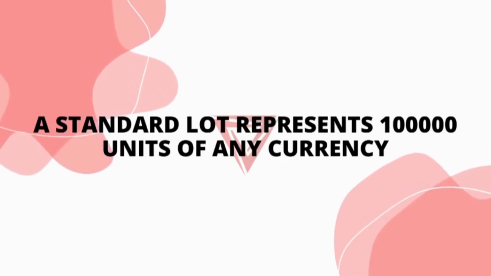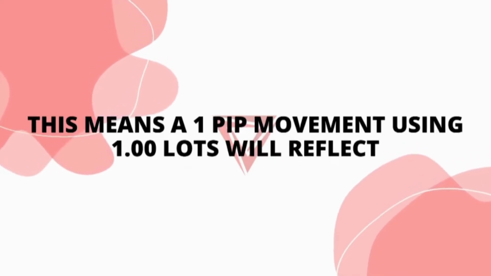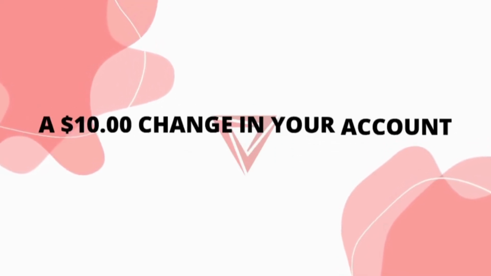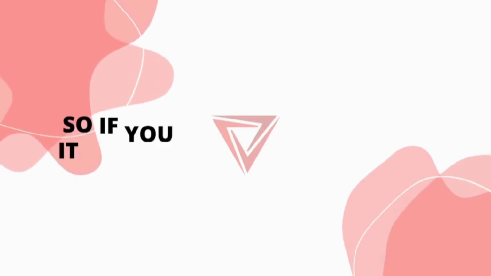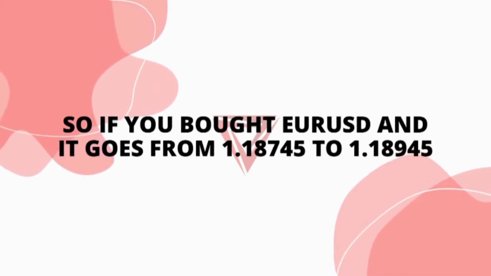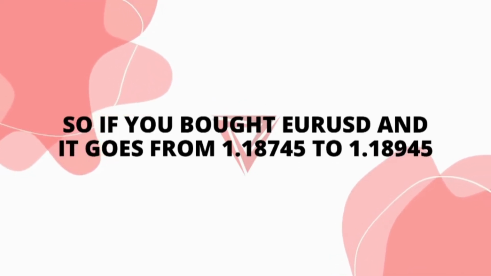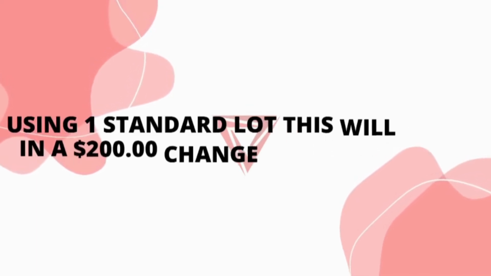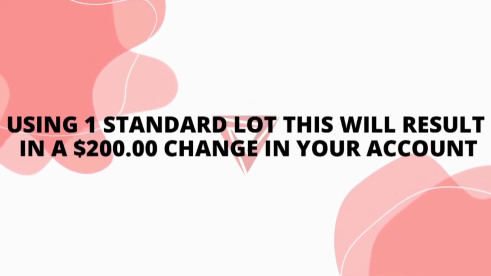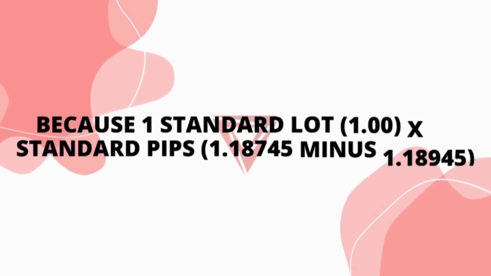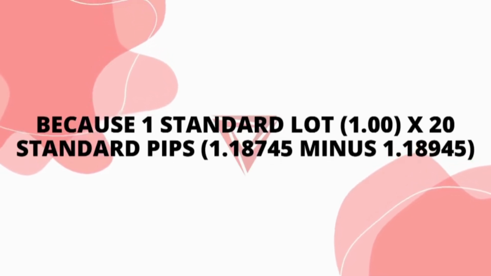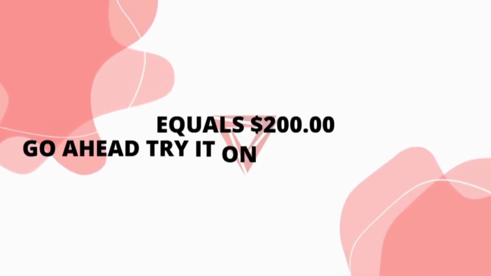A standard lot represents 100,000 units of any currency. This means a 1 pip movement using 1 standard lot will reflect a $10 change in your account. So if you bought your USD and it goes from 1.18745 to 1.18945, using 1 standard lot, this will result in a $200 change in your account. Because 1 standard lot, or 1.00 by 20 standard pips, equals $200.